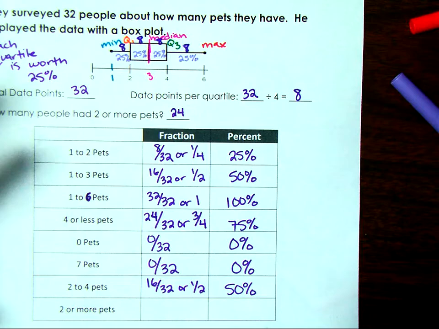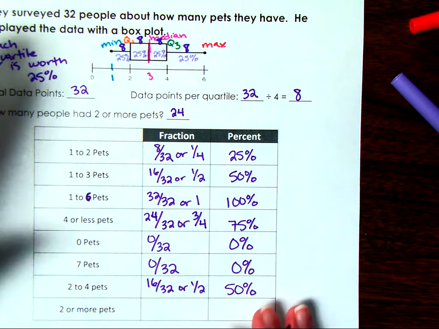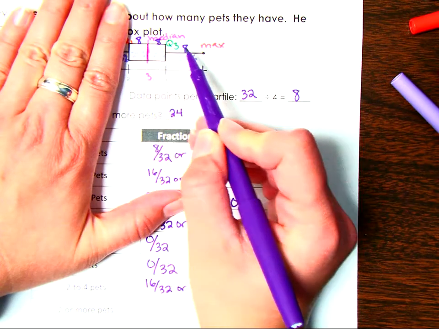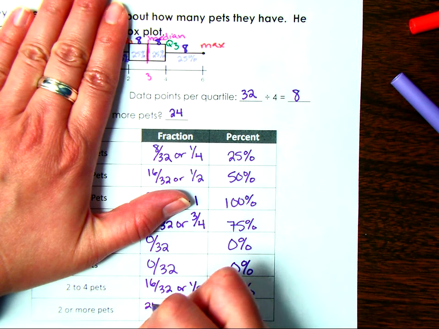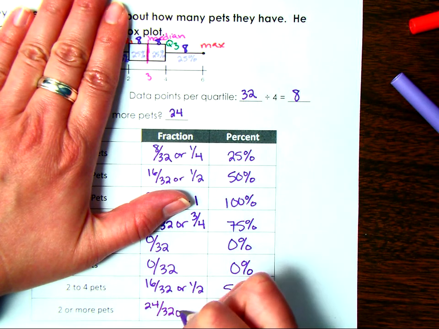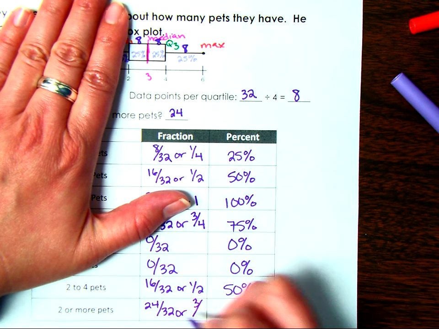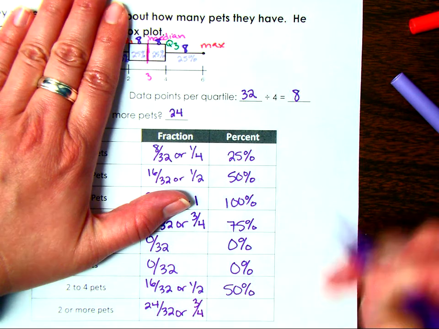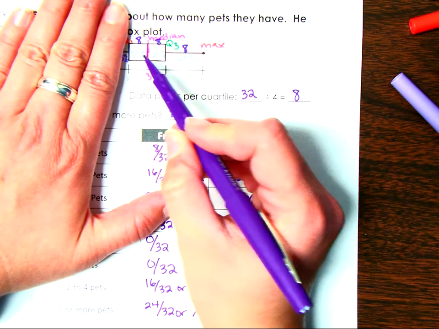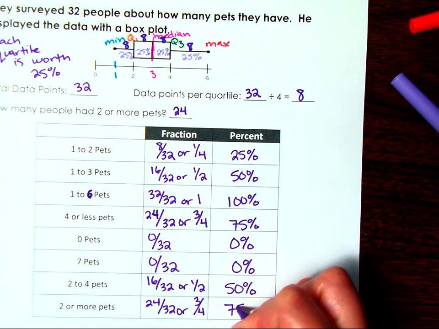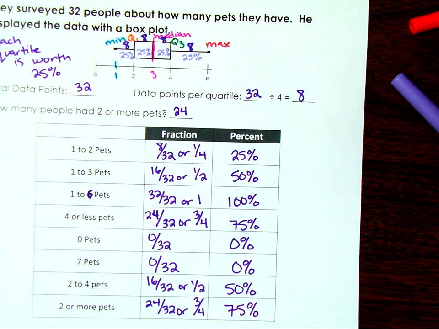Okay, so each one of these sections is worth 25%. Then 2 or more pets, we have 8, 8, and 8. 8 times 3 is 24 out of the 32. Or you can reduce. 24 divided by 8 is 3. 32 divided by 8 is 4. And even if you didn't know that, you have 25%, 25%, and another 25%, 75%.